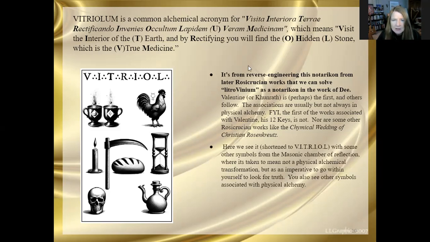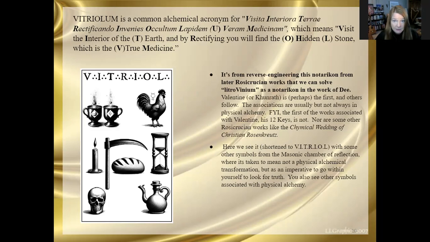Okay, so as I said, that bit of eye candy you're getting there is from the Masonic Chamber of Reflection. And there, even though there's other things associated with physical alchemy, oh, and look at that little Mercury sign there, and you have salt, and you could be a man of all hours and all sorts of things. But these are just symbols from physical alchemy that are used metaphorically.